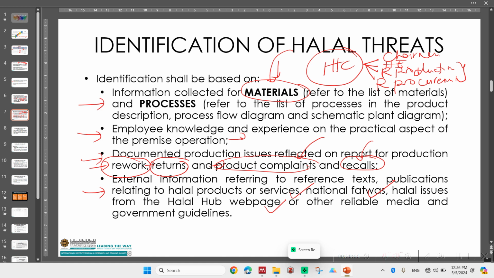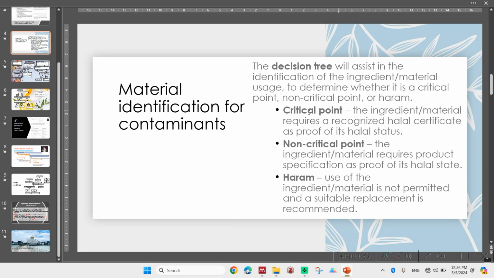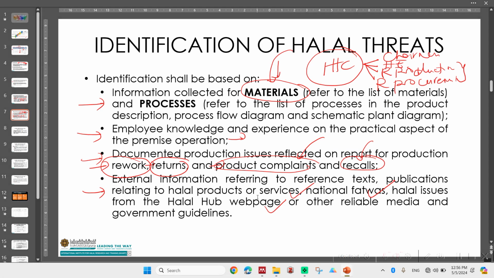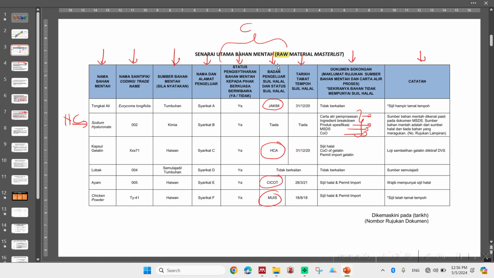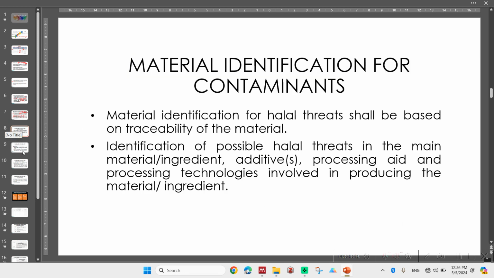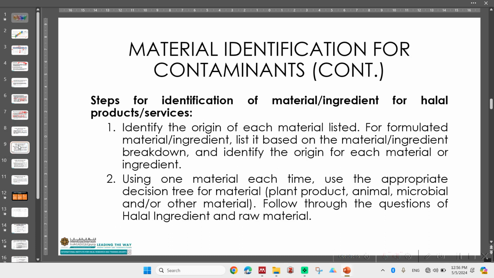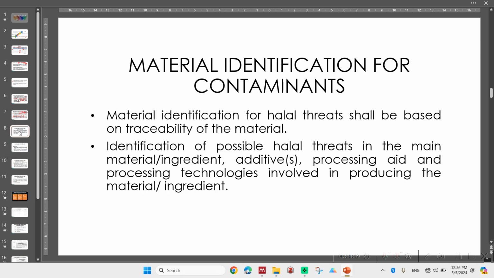We already learned in the previous class about the identification of contaminants here, to pinpoint whether they are critical, non-critical point or haram. So talking about this, you have to look back at the list of ingredients, check one by one, identify whether they're critical or non-critical, and then make sure you have the supporting document. Okay, and then for processes, sorry, for processes we can go to another section. Let's talk about ingredients or material first.